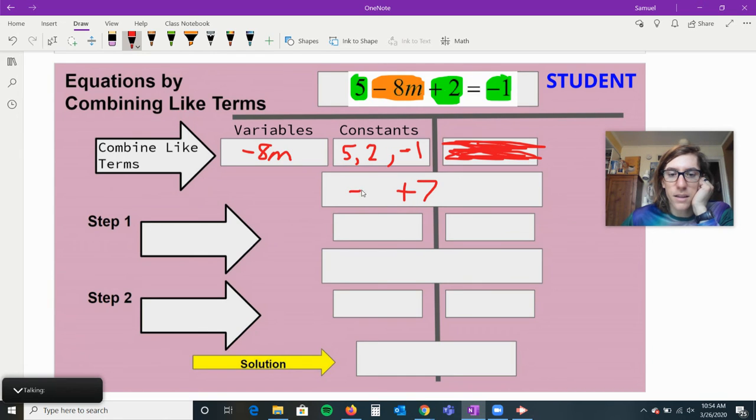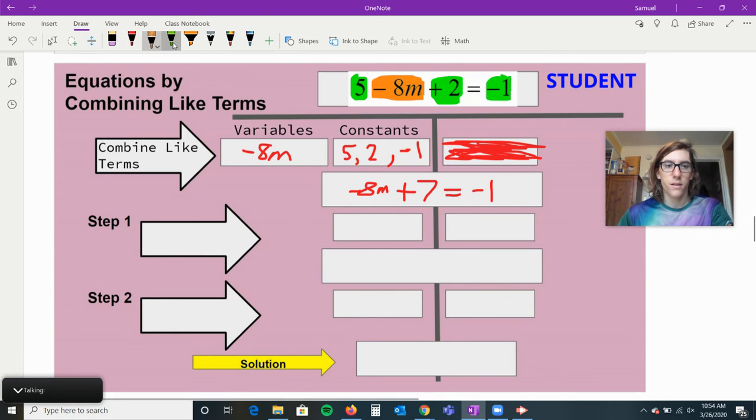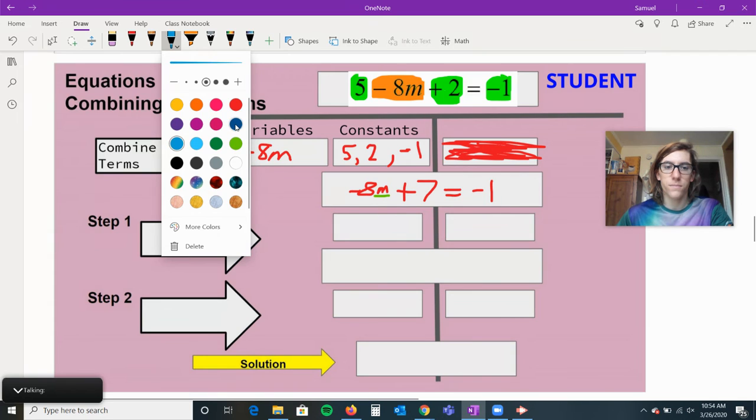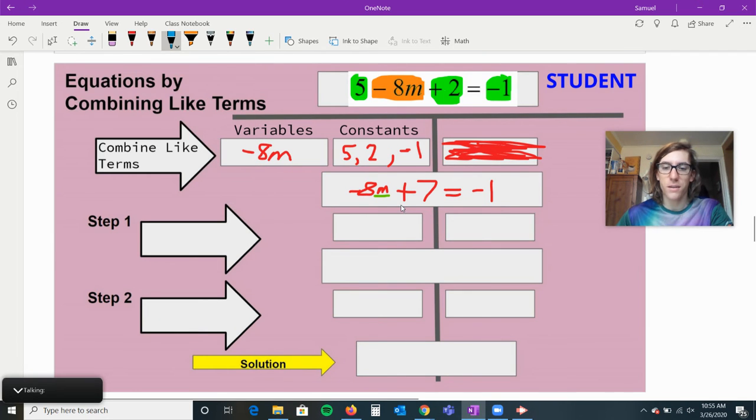Positive 7. I'm going to leave that -8m alone. -8m. And the -1 I can't really mess with yet because it's on the other side. But now we need to start solving for m. Okay, so we say our first step, well, let's get m by itself. We want to isolate this variable to solve, right? So we have to do the inverse operations, the opposite of adding 7, subtracting 7.